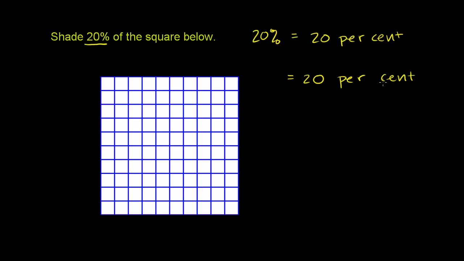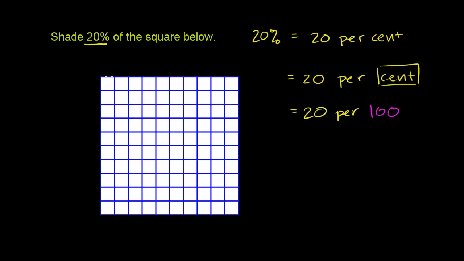And if you're familiar with the word century, you might already know that this cent comes from the Latin for the word hundred. So this literally means you can take cent, and that literally means 100. So this is the same thing as 20 per hundred. 20% means that if we want to shade 20%, we want to shade, if you break up the square into 100 pieces, 20 of them. 20 per 100.